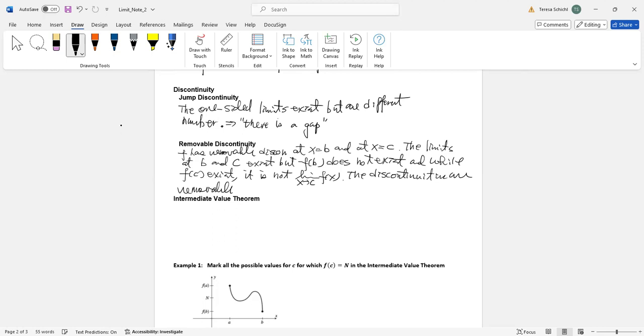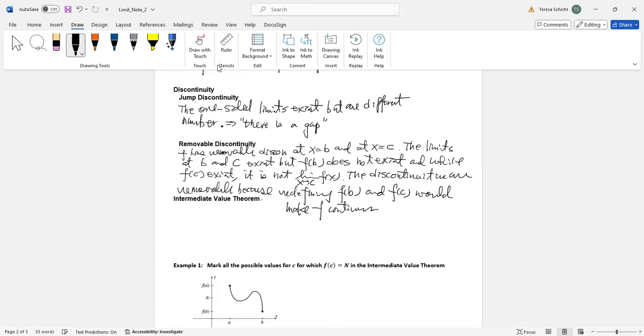Okay, if we can redefine, is removable is because FB, so we can redefine FB and FC would make F continuous.